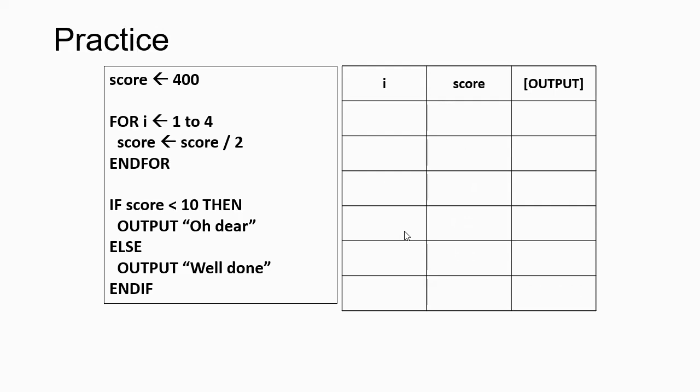Okay, so this is some very similar code. It's slightly different in that the starting value has changed. So now score is 400. So have a go at this example, pause the video, and then we'll see what the answer is afterwards.